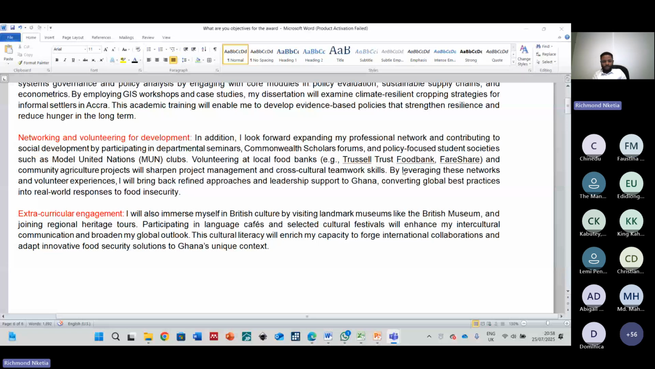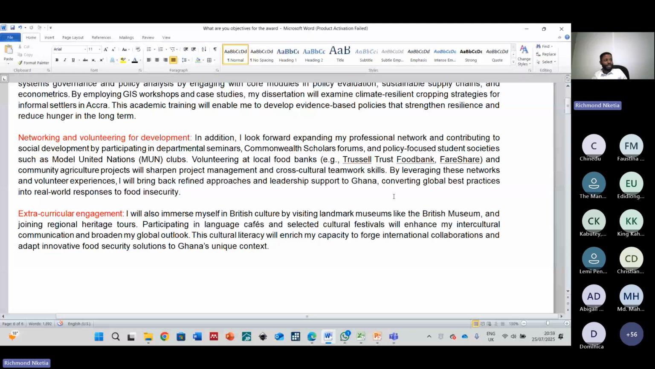Good. So yes, in your free time, you may want to go there. You want to go there because you want to learn the British culture, and it's important to do this at least once you come to the UK. You don't go back not knowing anything about the British people. You may also want to participate in language cafe.